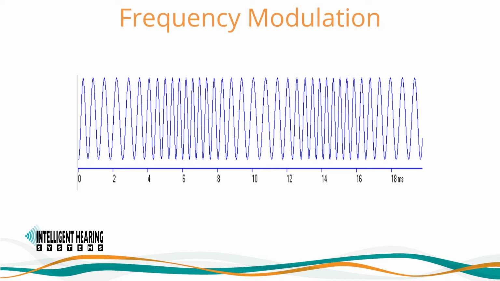Here is an example of frequency modulation. This means the frequency changes through time as the sound signal is presented. This is also known as jittering the frequency. When frequency modulation is used, the cochlear stimulation region is typically broadened.